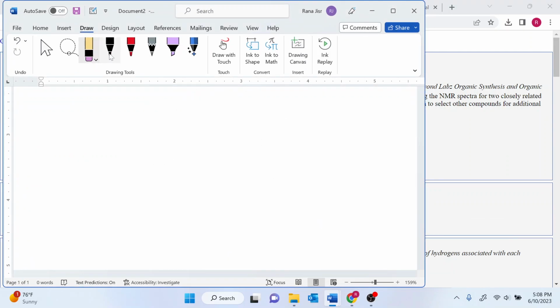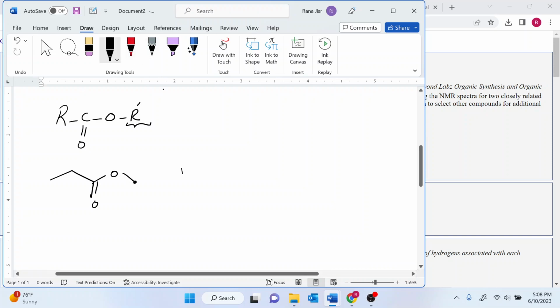Whenever you want to name an ester, so this is the RC double bond O and then OR prime, always start by naming the group that is connected to the oxygen first. So if you have something like this, a carbonyl, an O, and a CH3, you start naming the group that is connected to the oxygen first. So this is going to be methyl.